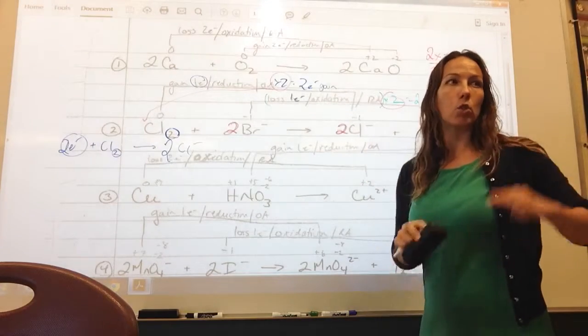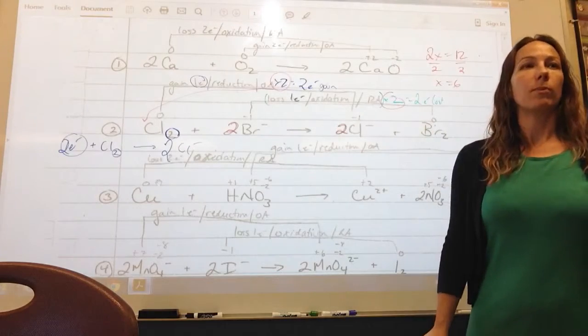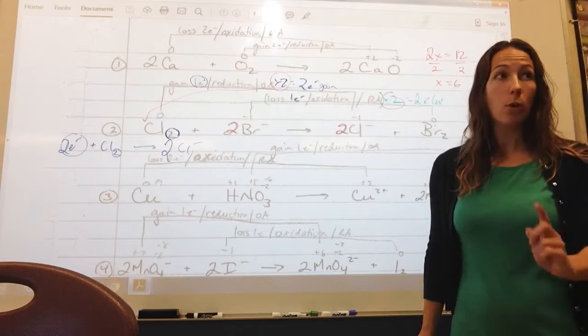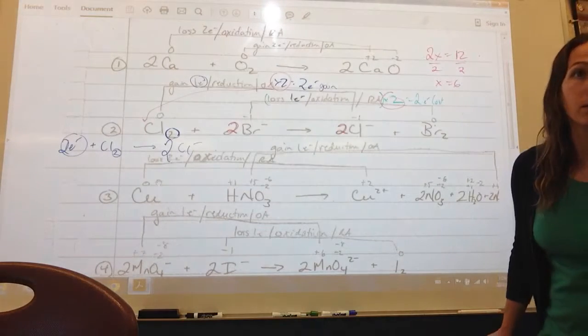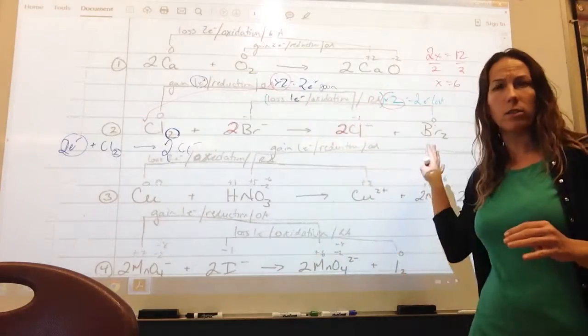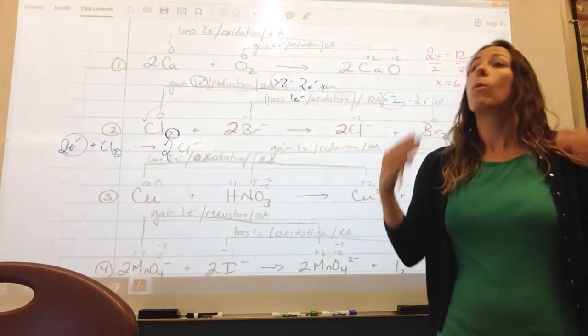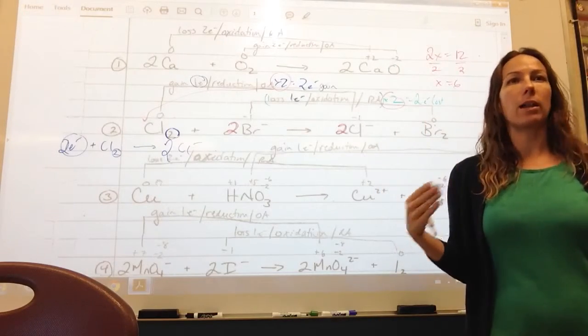Okay, just to show you they are the same. They link. Then there's one more step to make sure the charges are balanced, because in Science 10 we don't really deal with ions. So when we're balancing, and we've done this a little bit last week, we don't have to worry about balancing charges.